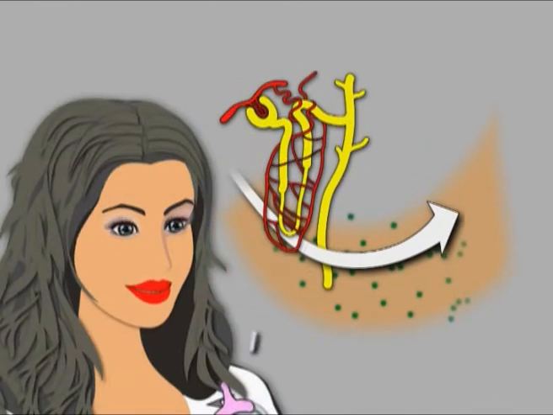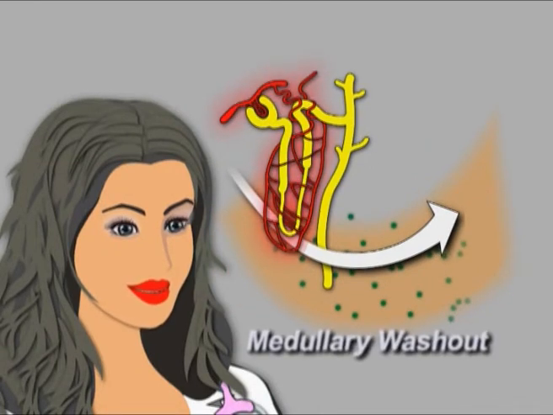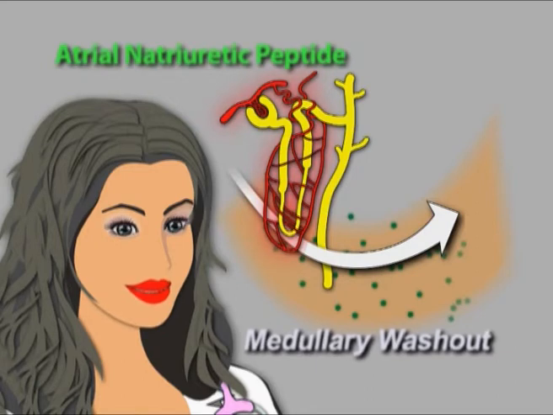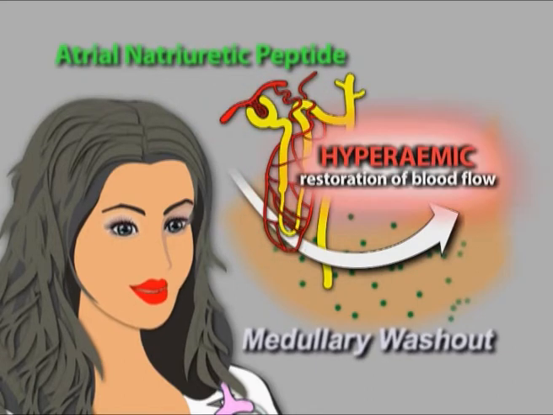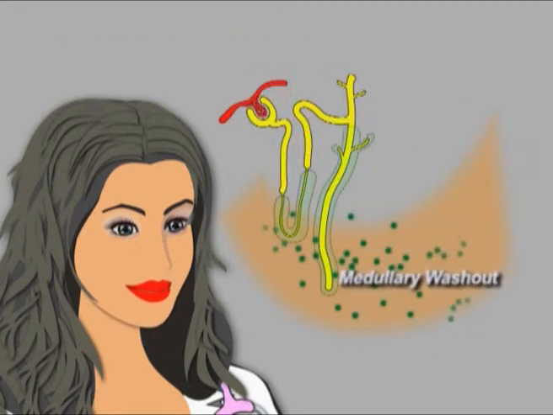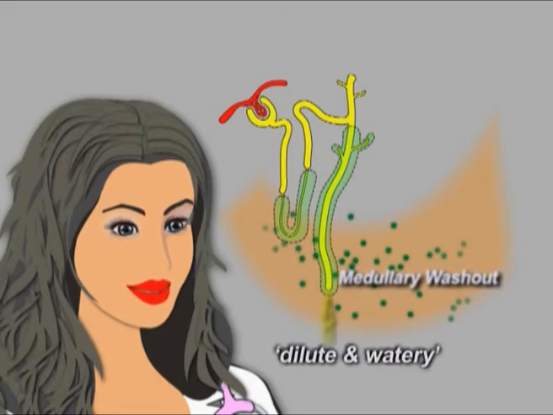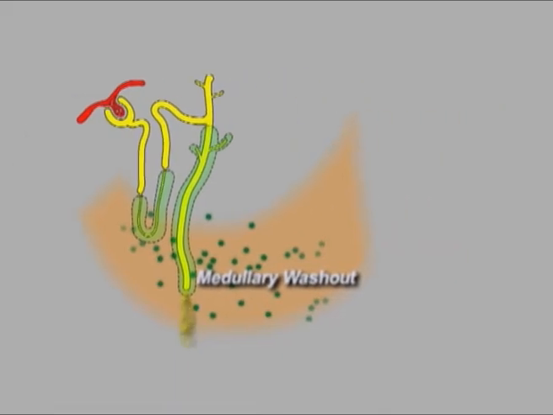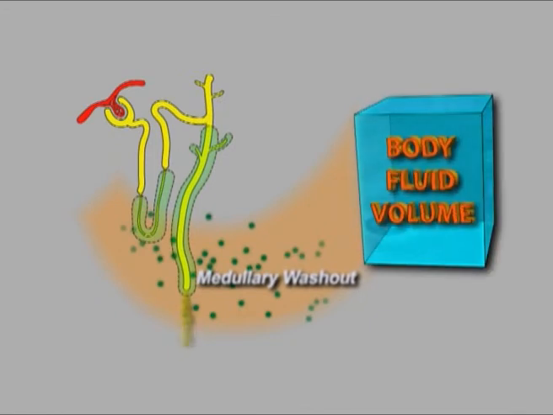So, the spectre of medullary washout that had begun with the accumulation of atrial natriuretic peptide is now compounded with a hyperemic restoration of blood flow. And given the possible impairment of the components of the nephron that are central to concentrating urine, any urine produced at this time will be dilute and watery. That's correct, Louise. But still, the kidney needs to offload that excess body fluid volume. A diuresis of some sort is really inevitable.